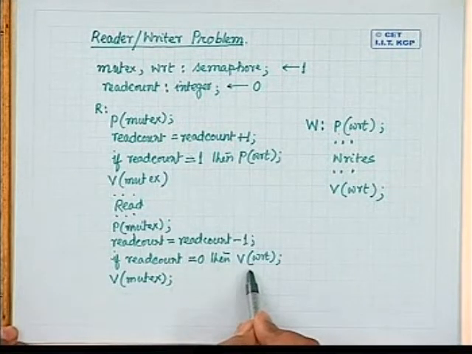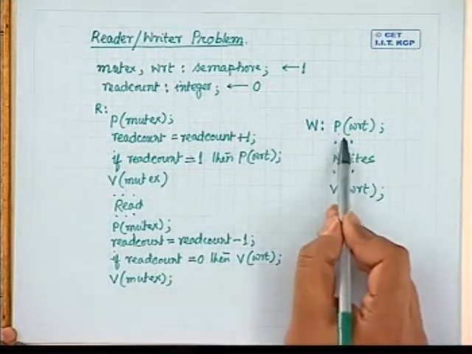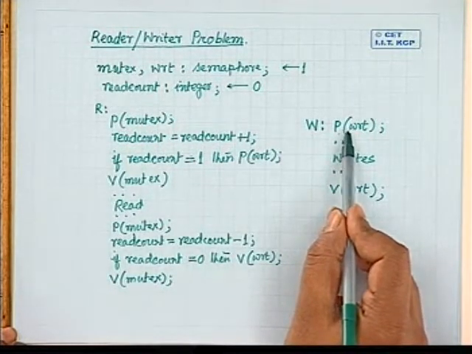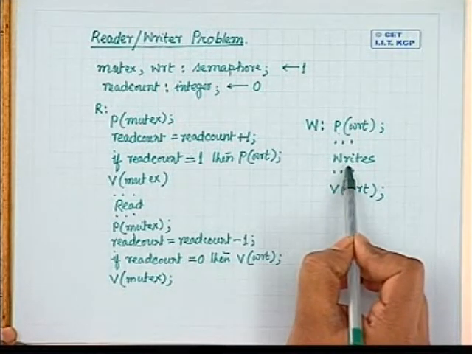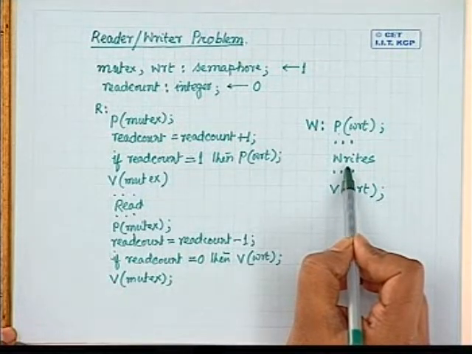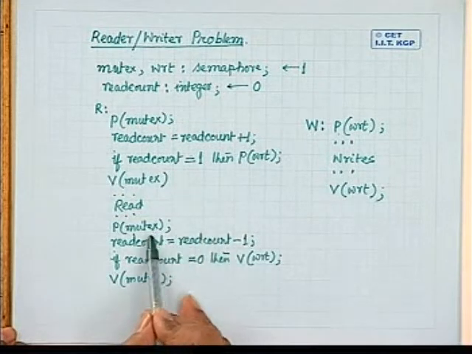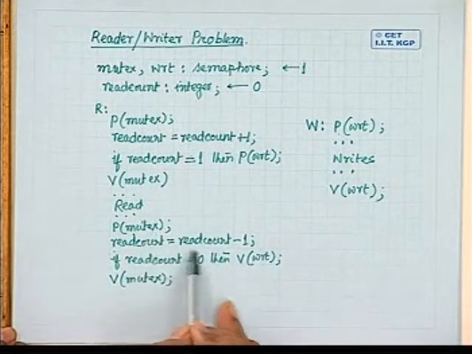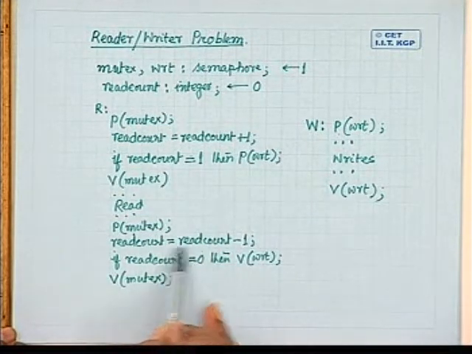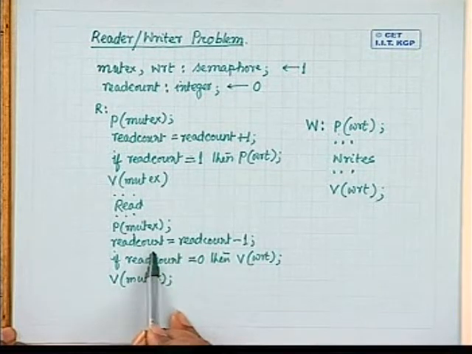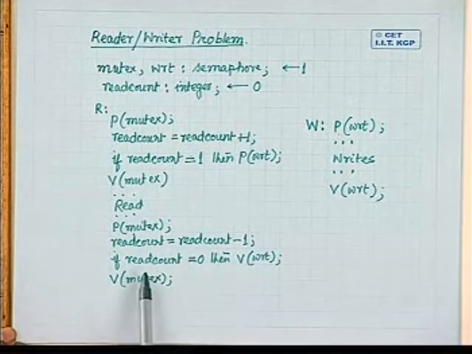So even now, because v write operation has not been performed, the writer process will not wake up. So it cannot enter the critical region. It cannot write into the file. Only when the second reader process also wants to come out, that will also perform p mutex, decrement read count by 1. Earlier value of read count was equal to 1, so now it will be equal to 0.